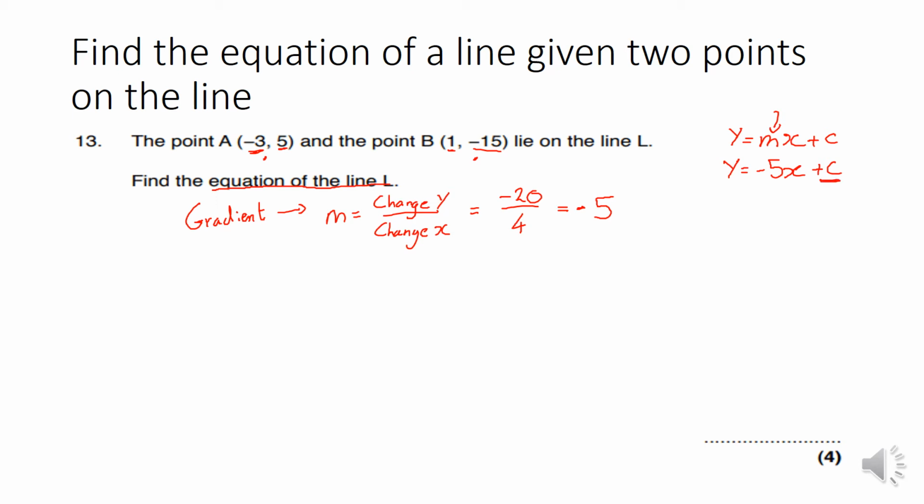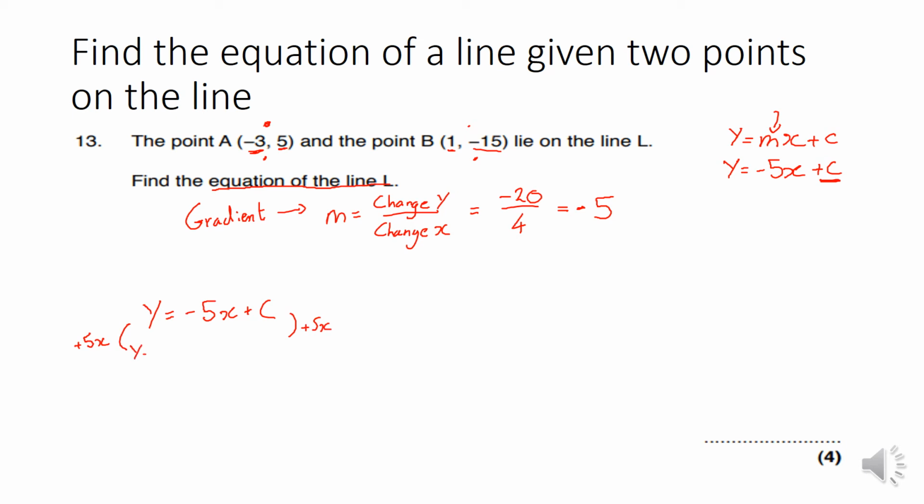So what we need to do now is we pick either of these points, and whichever one you pick you'll get the same answer because they're both on the line. So we'll pick this one because the numbers are a bit smaller, it looks a bit easier to deal with. So if we've got y equals minus 5x plus c, and we're going to rearrange this to get c. So let's add 5x to both sides.